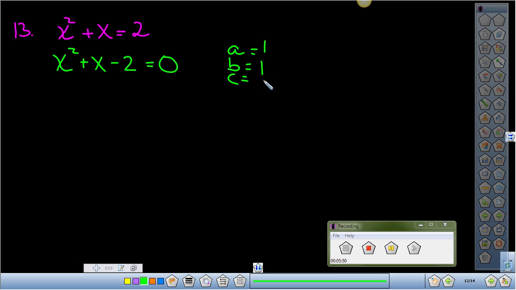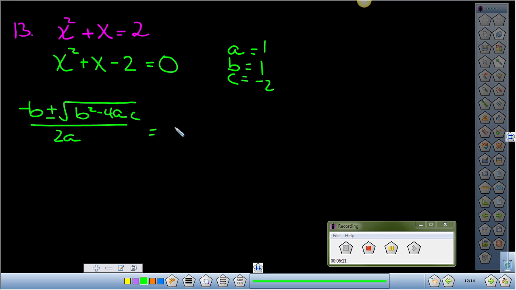A is 1, B is 1, C is negative 2, and those are obtained from the leading coefficients and the constant. The quadratic formula is negative b plus and minus the square root of b squared minus 4ac over 2a. And when I plug those in, I'm going to get negative 1 plus and minus the square root of 1 squared, which is 1, minus 4 times 1 times negative 2. And this is over 2a, or a is 1, so the denominator is 2.